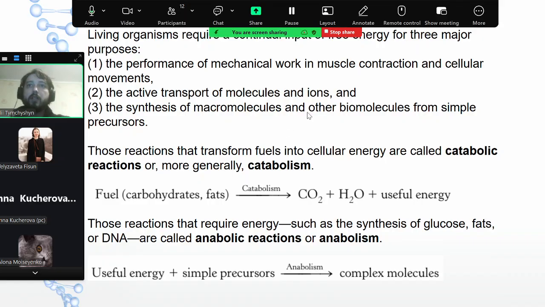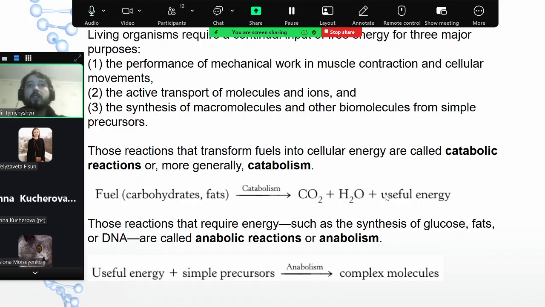Those reactions that transform fuels into useful energy are called catabolic reactions, or more generally catabolism. So here is a scheme. You have some fuel that may be carbohydrates. We will talk about that today. That may be fats. Maybe we will talk about that later. And during catabolism, you get CO2, water, and some useful energy.